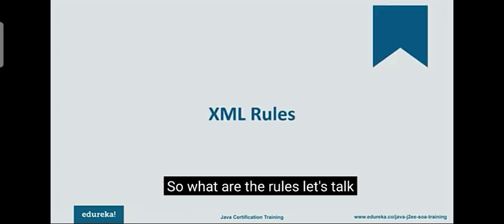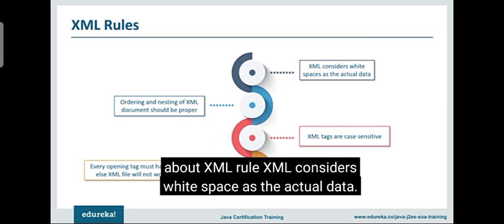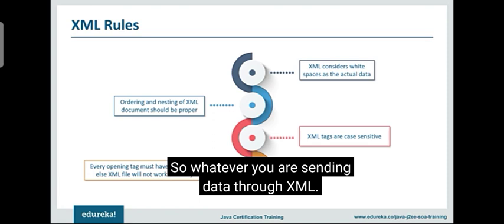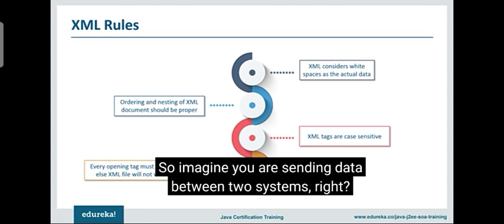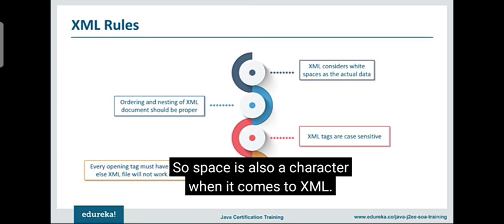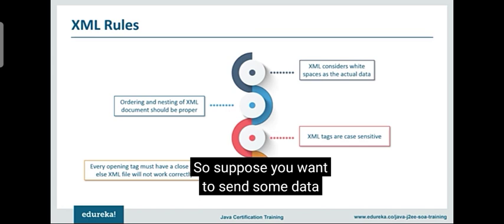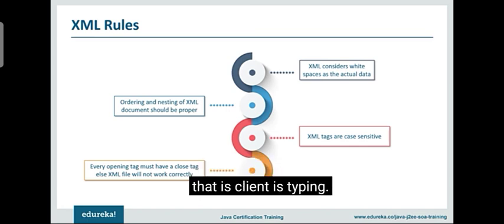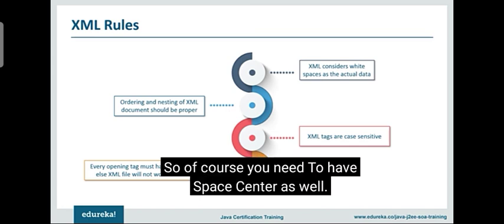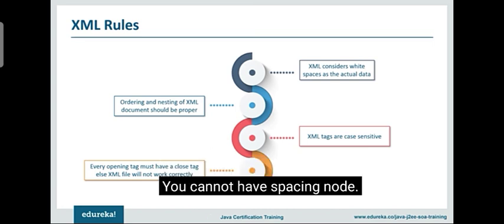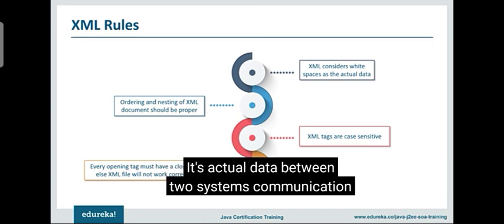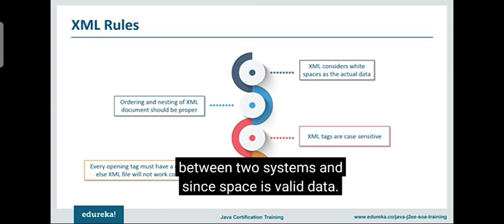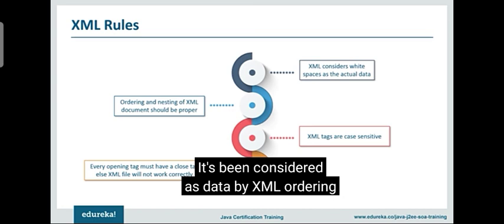So what are the rules? Let's talk about XML rules. XML considers white space as actual data. Imagine you're sending data between two systems. Space is also a character when it comes to XML. Suppose you want to send some data that a client is typing. Of course, you need to have the space sent as well. You cannot have space ignored. It's actual data, communication between two systems, and since space is valid data, it's considered as data by XML.